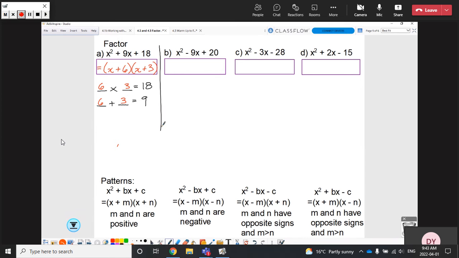Okay. Something times something equals positive 20. And then something plus something equals negative 9. We got a positive product and then a negative sum. So I think both the numbers are going to be negative. I think.